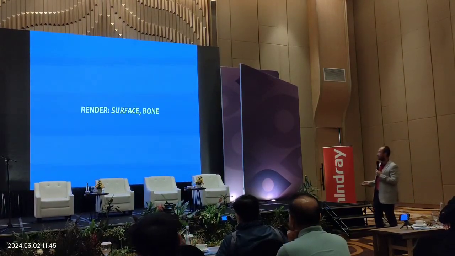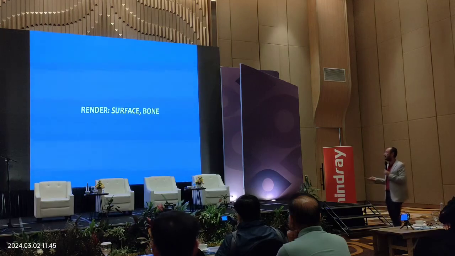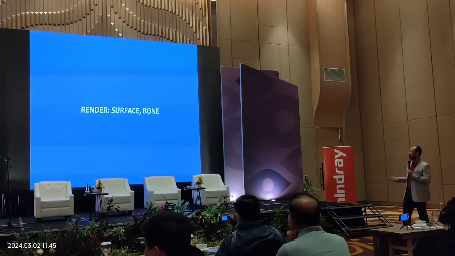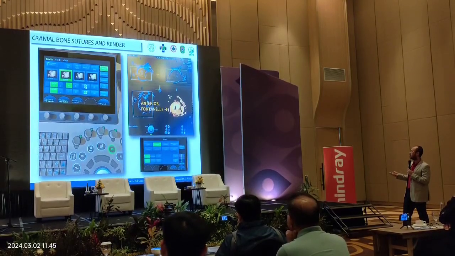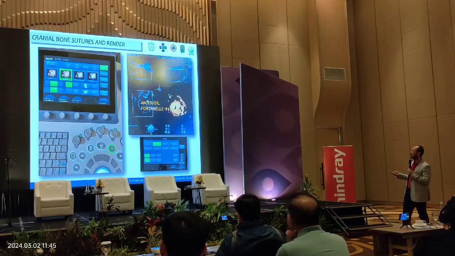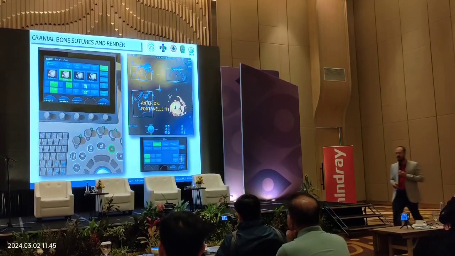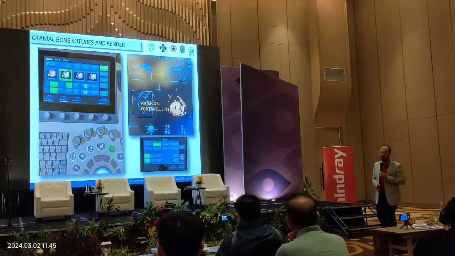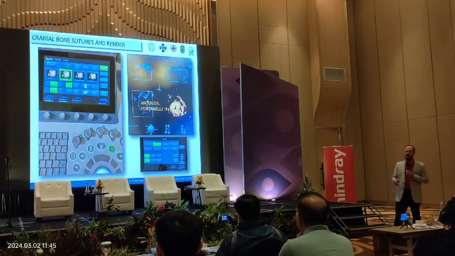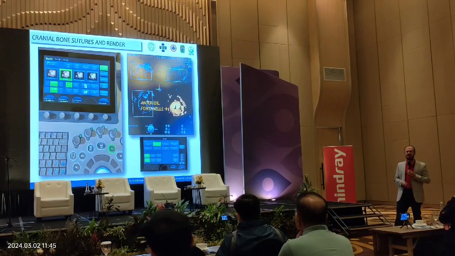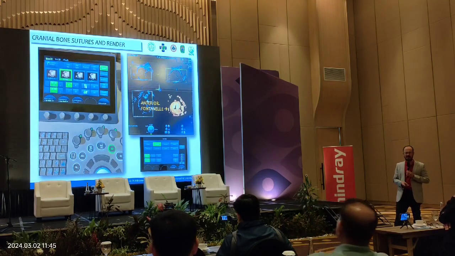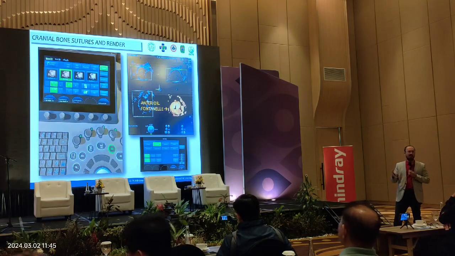And the next chapter is about how to use the render for surface and for bone. We can see in transabdominal ultrasound, in the axial plane, if we put the dot on top of the corpus callosum or maybe the cavum septum pellucidum, we can see the anterior fontanel. This may be beneficial to determine craniosynostosis or some bone anomalies like thanatophoric dysplasia and so on.